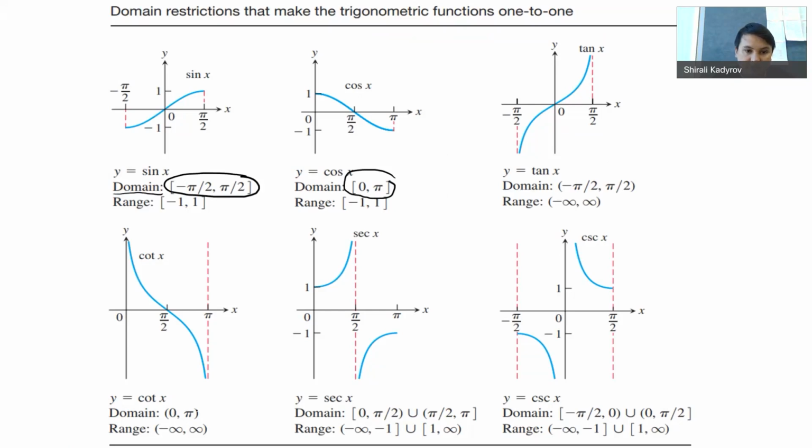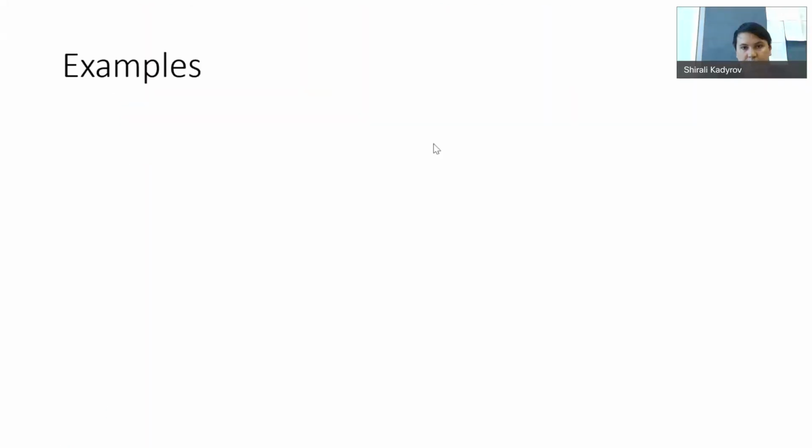For cotangent, it's 0 to pi. For secant, it's 0 to pi, excluding pi half. And for cosecant, it's minus pi half to pi half. Again, you exclude 0, because you're dividing by zero in the trig functions there. So let's do a few examples and then I will stop.